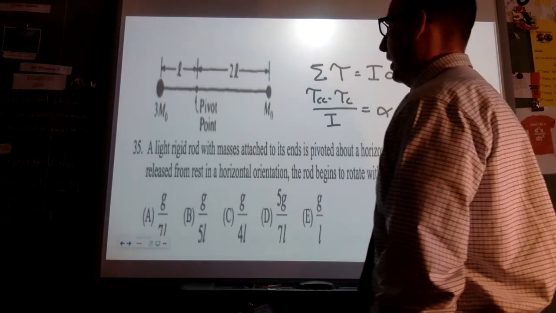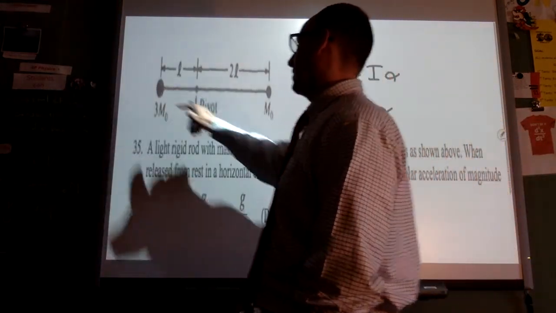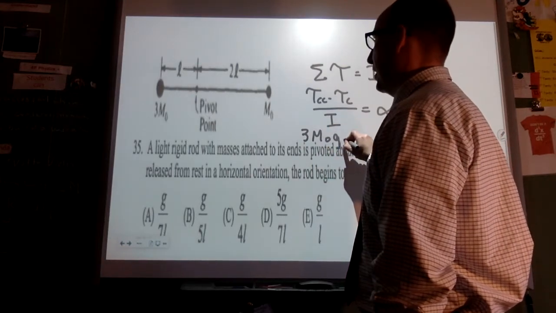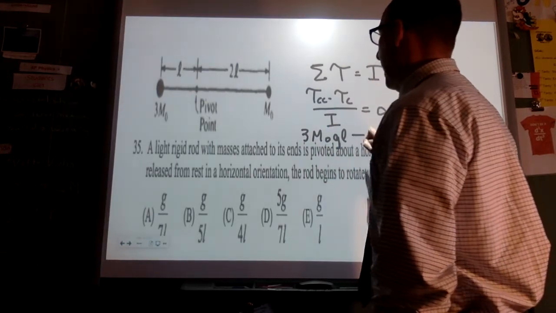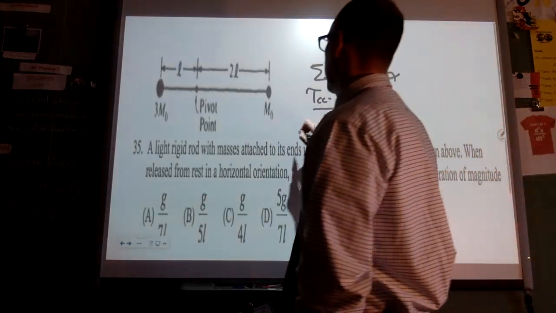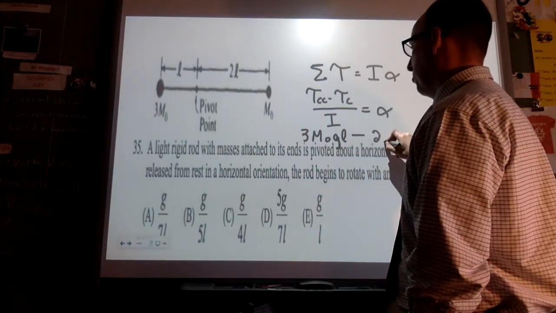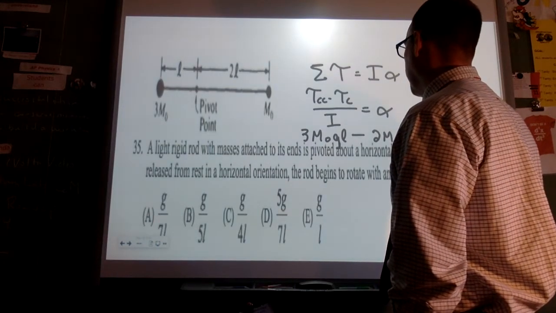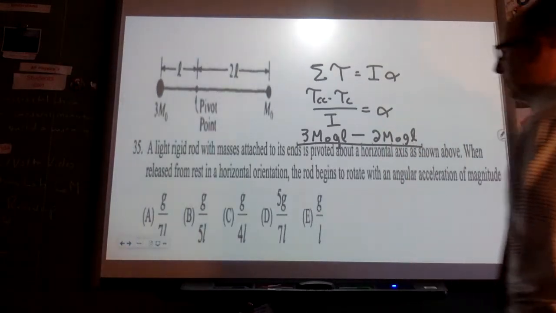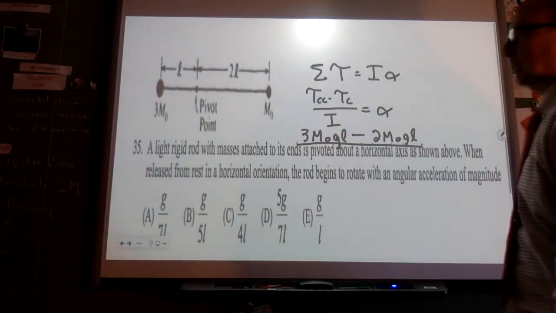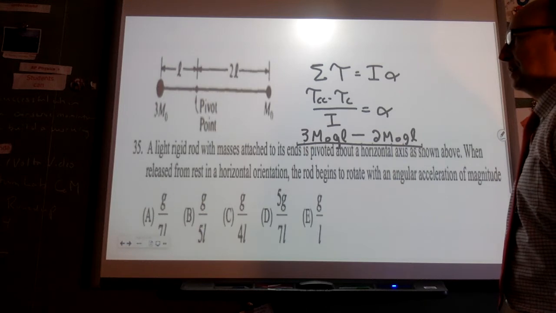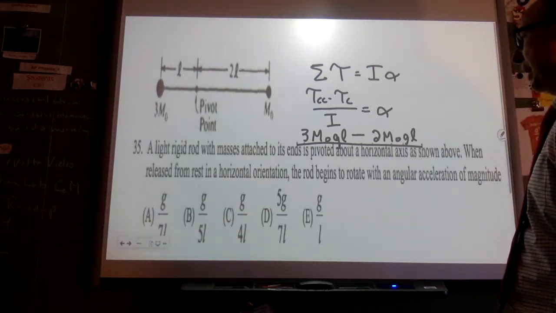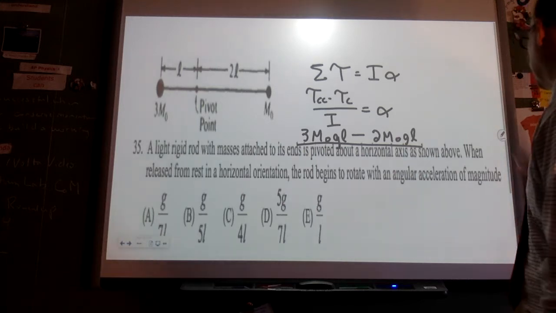So the counterclockwise torque would be the weight of this one. So that's going to be 3 m naught g times L minus the clockwise torque, which is going to be 2 m naught g L, divided by the moment of inertia of this. These are going to be generically m r squared. I need to change colors.